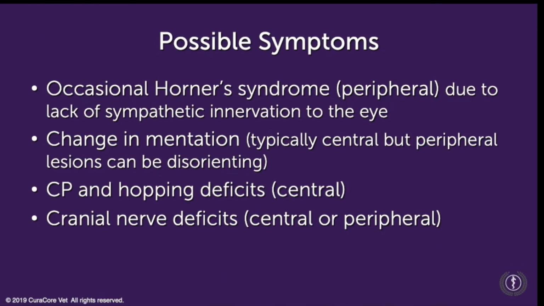And there can be cranial nerve deficits in central or peripheral issues. Sometimes with the peripheral issues, for example, they could have some facial nerve paralysis. Their tongue may hang out to the side a little. If they're drinking water, it may fall out to the side a bit.